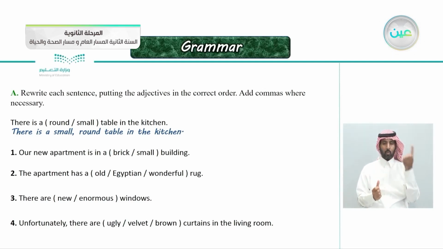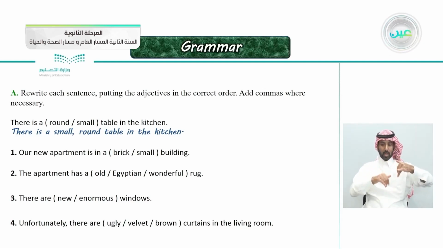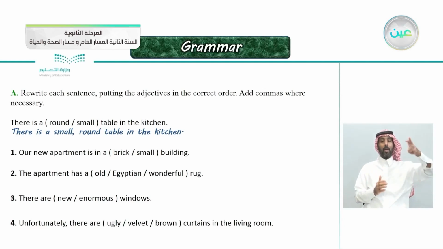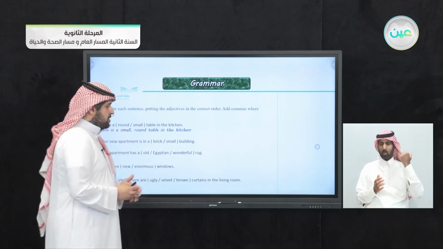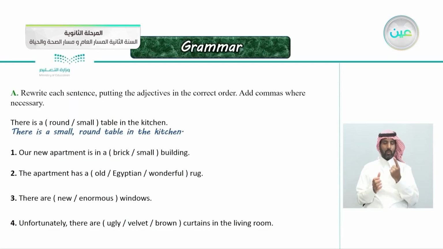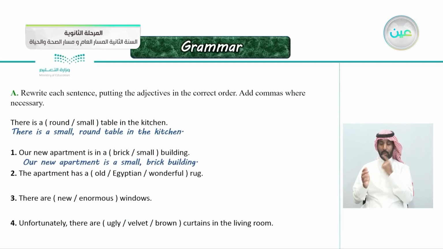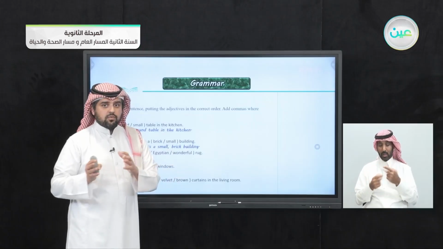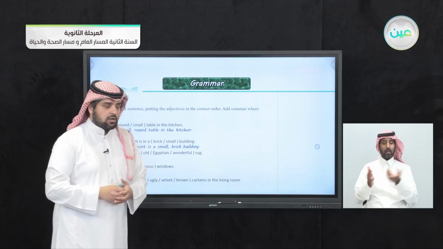So number 1, our new apartment is in a brick small building. So brick is material. Small, this is shape or size. Building. So remember the correct order. So the correct answer for number 1 is, yes, that's correct: our new apartment is in a small brick building. Small brick. So we begin with the size and then we go to the material.